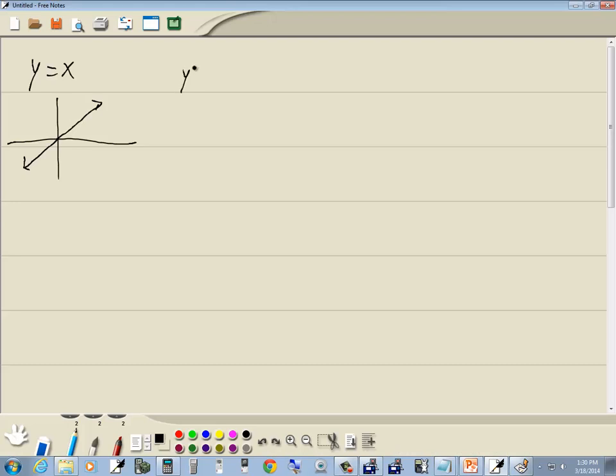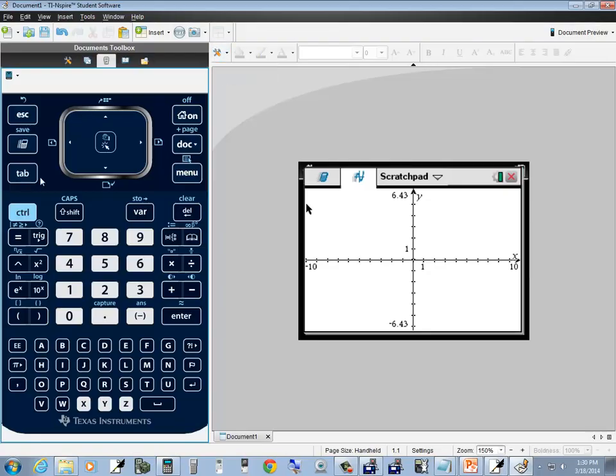Anyway, to enter in our next one, we're going to take a look at y is equal to x squared. I'll press my tab, go back to here, and then I want to do x squared. So I do my x key, and we have a x squared button here, so push that, and then I'll push enter. And that gives us our graph.